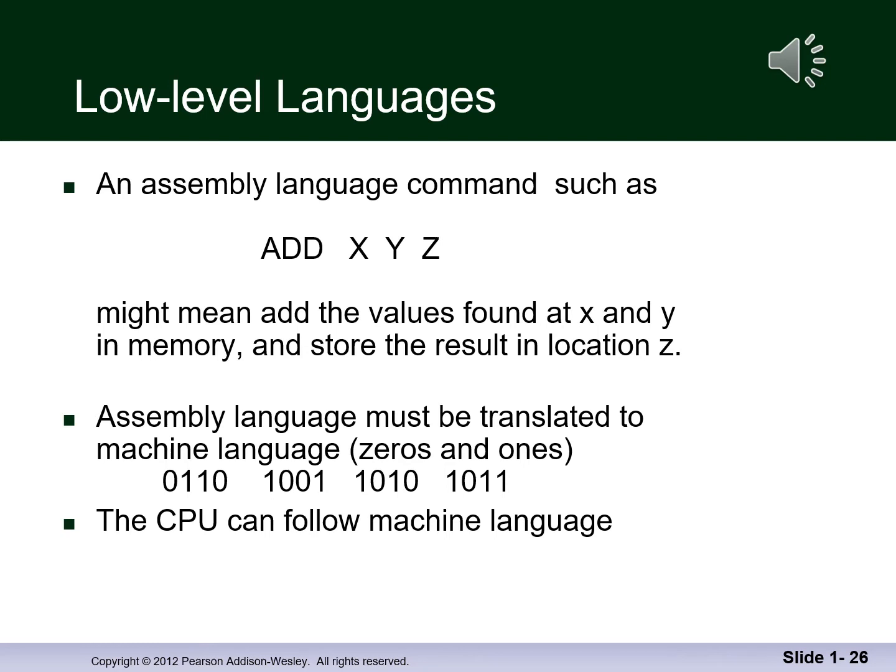And assembly language is not executable by the CPU. Assembly language still was the first low-level programming, well, one of the first low-level programming languages, and it still had to be translated to machine language, which is zeros and ones. The CPU can only follow or execute machine language, zeros and ones. So add X, Y, and Z might translate to those four binary programming steps you see on this slide.